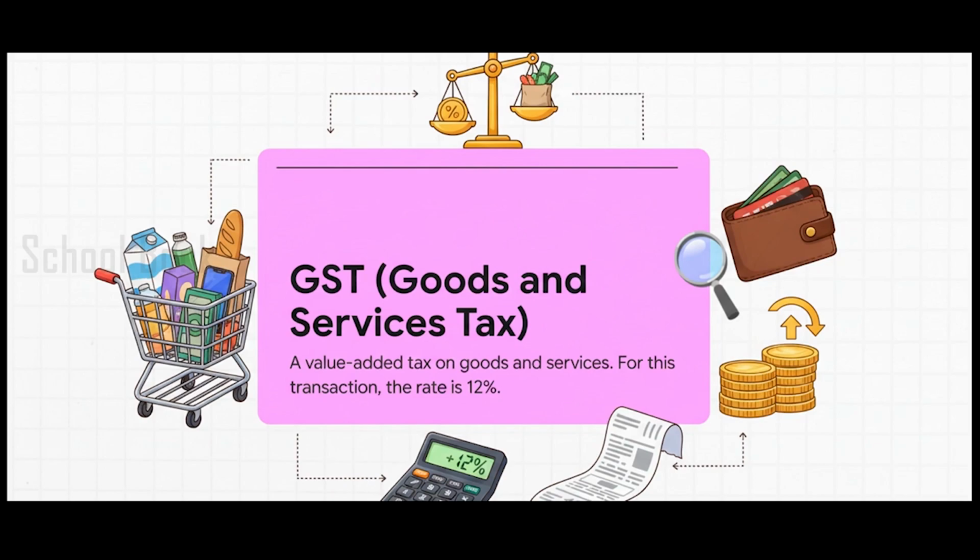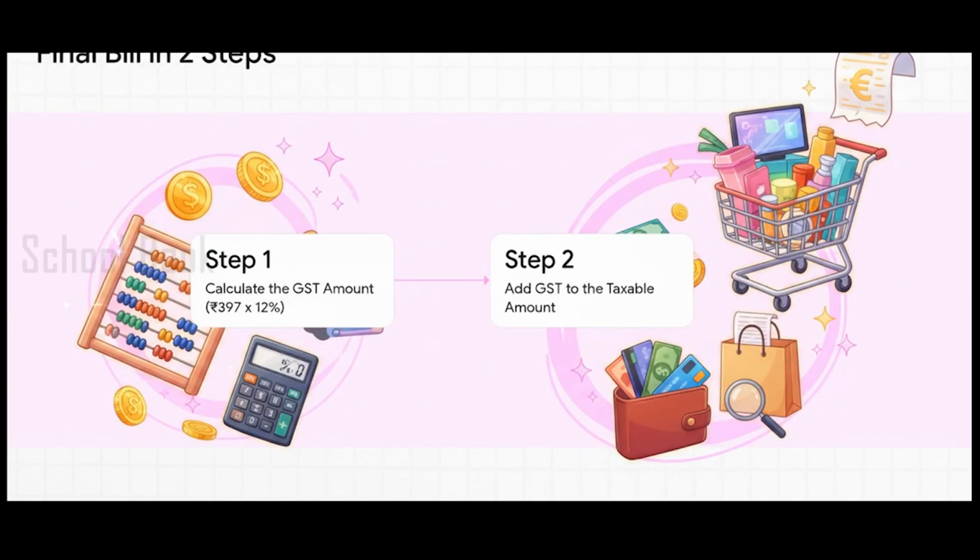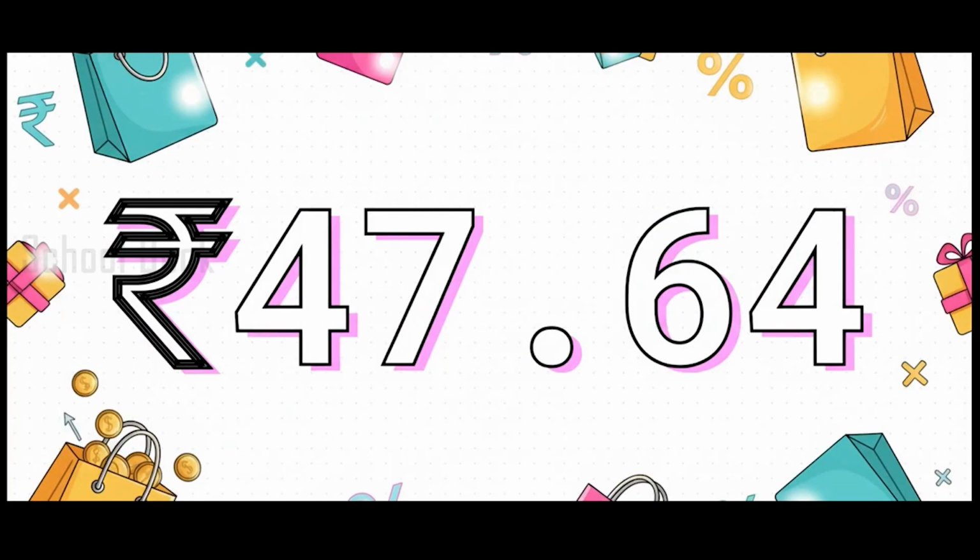And that tax, as we said, is the GST, the goods and services tax. In our little shopping trip here, the rate is a flat 12%. This tax gets applied to the total value of everything in our basket. So, just like we did with the discounts, we're going to follow a simple 2-step plan. First, we'll figure out what 12% of our subtotal is in actual rupees. Then, we just add that amount on top to get our final bill. Let's do it! Okay, step 1. Let's calculate the tax. We take our taxable amount, 397 rupees, and multiply it by 12%. That gives us a GST amount of 47 rupees and 64 paisa.